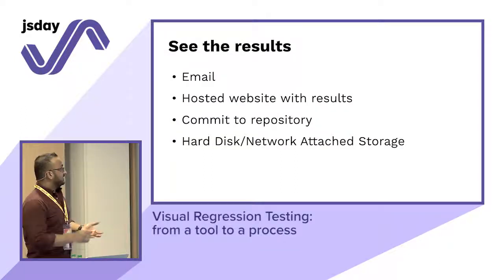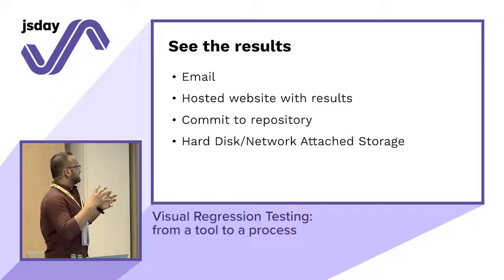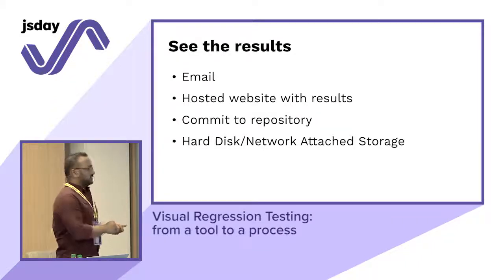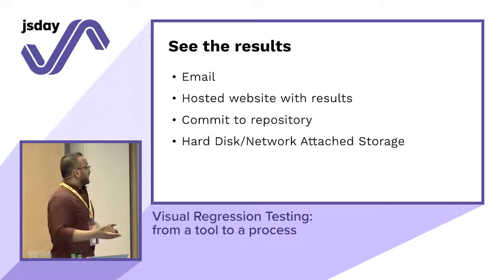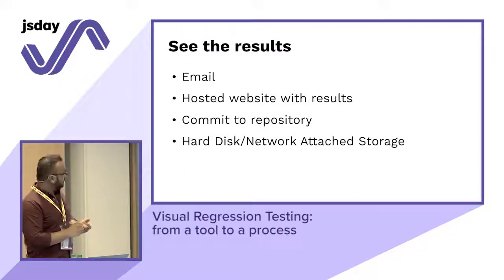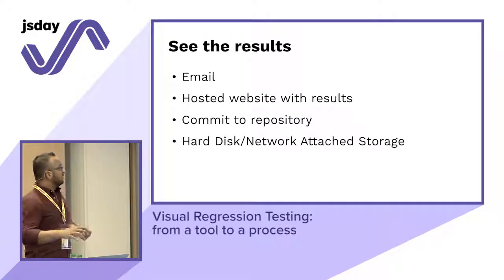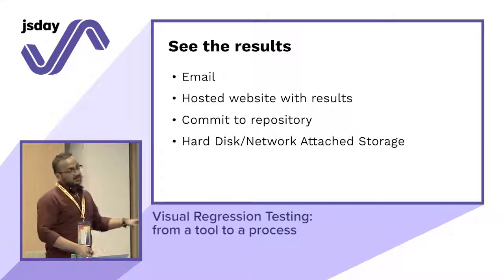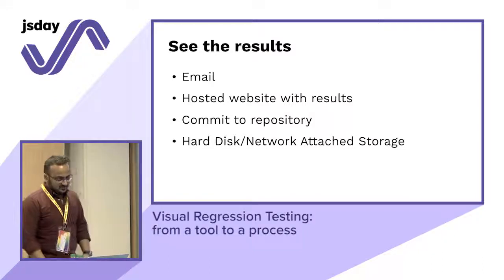See the results. Again, very simple. You can have email. You can bunch up all your results, send them in an email to the user, and say, hey, look, these are the tests that failed. Or you can have a hosted website with results. You can just put all your results on a website and allow the users to browse them there. Some companies like Huddle commit their VRT results in a repository, so you can just pull and see the results there. Or you can be super simple. You can just leave them on a hard disk somewhere and say, go to this hard disk, or get to this network storage, and have a look at the results there.